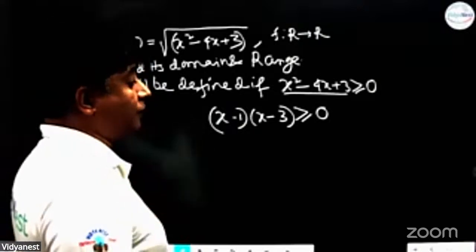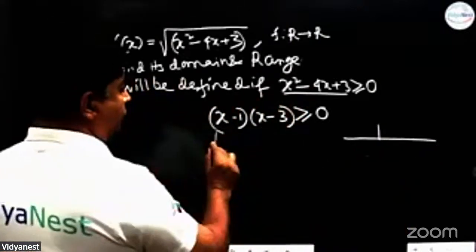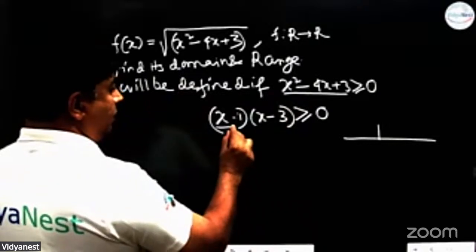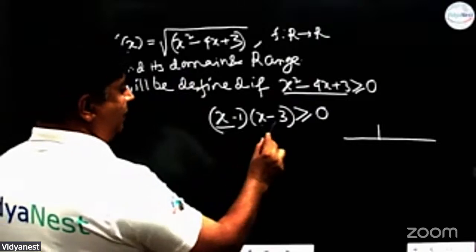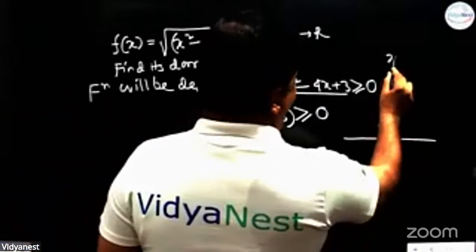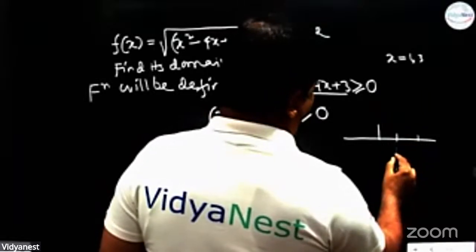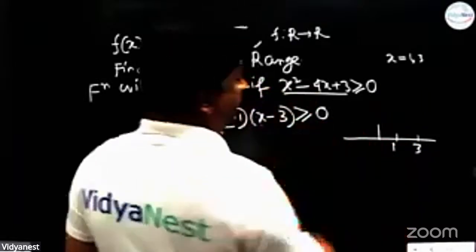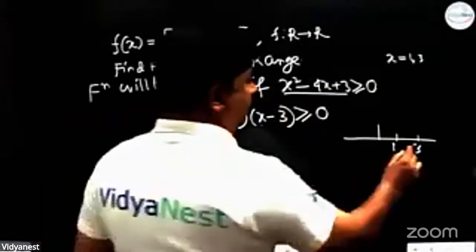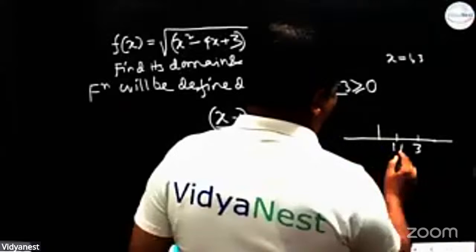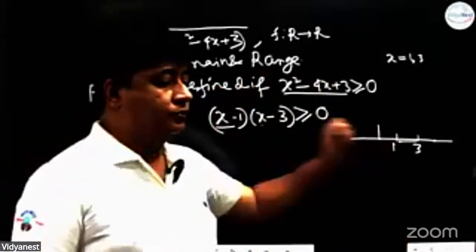What is that wavy curve method? You put 0 against x minus 1 and x minus 3. You will get 2 points, x equals 1 and 3. Plot it on the number line. Now you choose any value between 1 and 3. Suppose I am choosing 2.